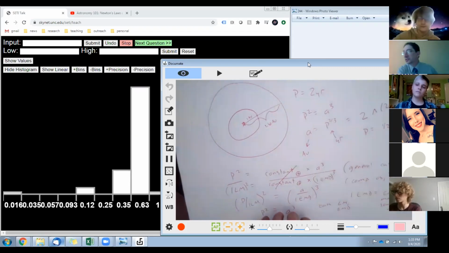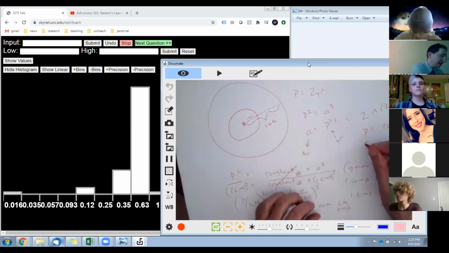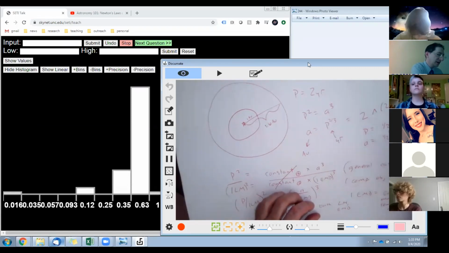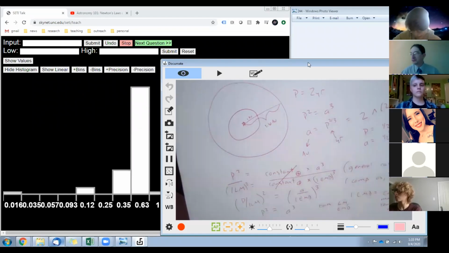Io is the closest large moon to Jupiter. So if it's orbiting at 1/2 of an Io month, then the semi-major axis would be 1/2 to the 2/3 Jupiter-Io distances. Instead of Earth-Moon, Jupiter-Io. So I can set it up for any world. As long as I give a comparison object, these calculations are really easy to make. Okay.